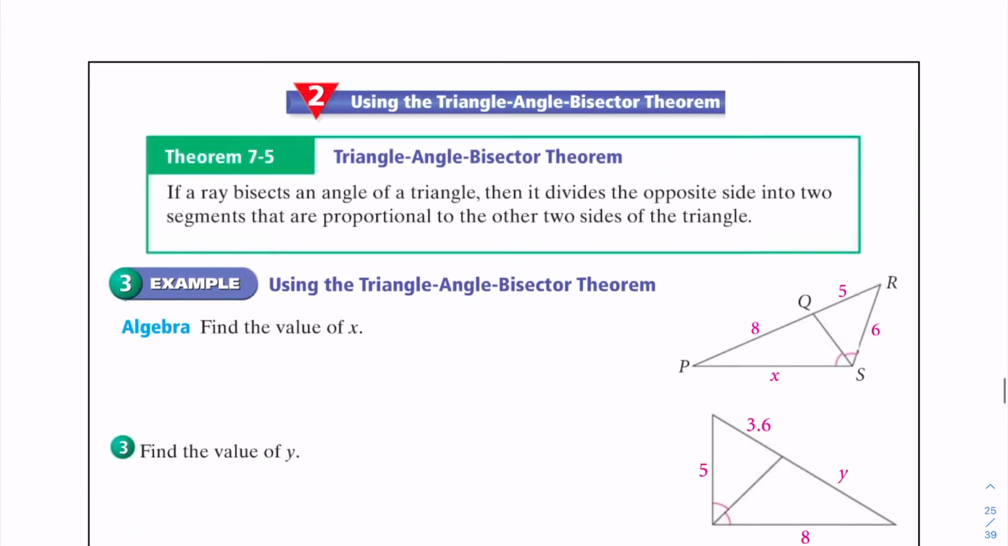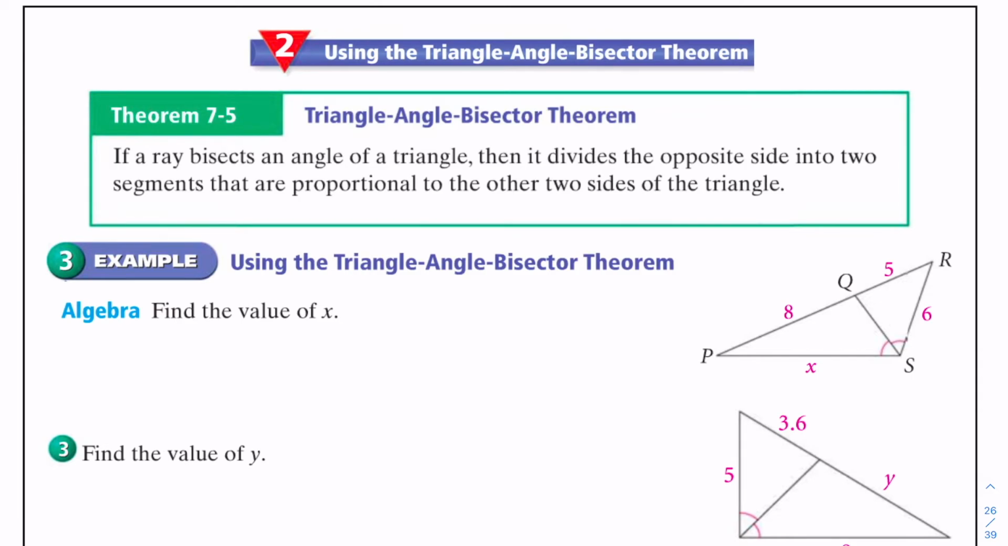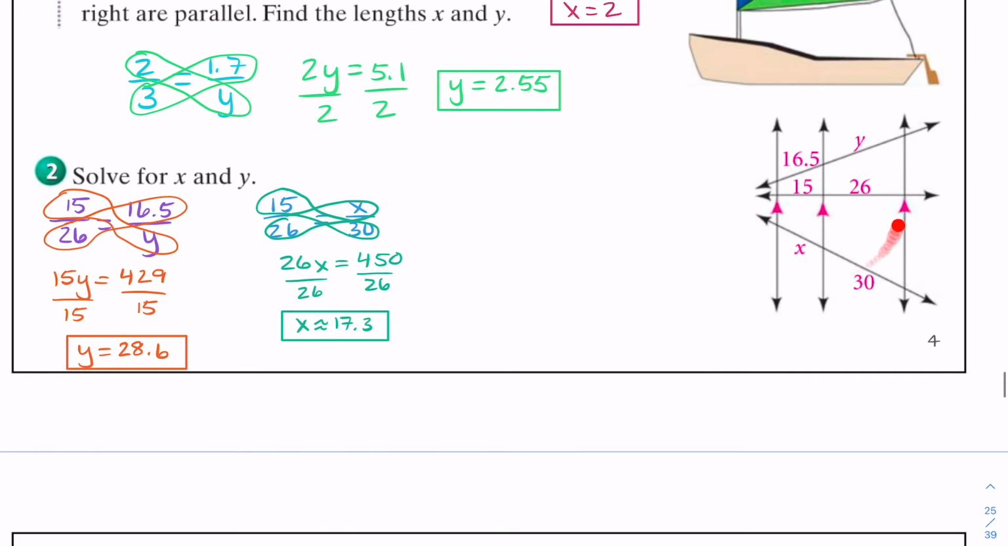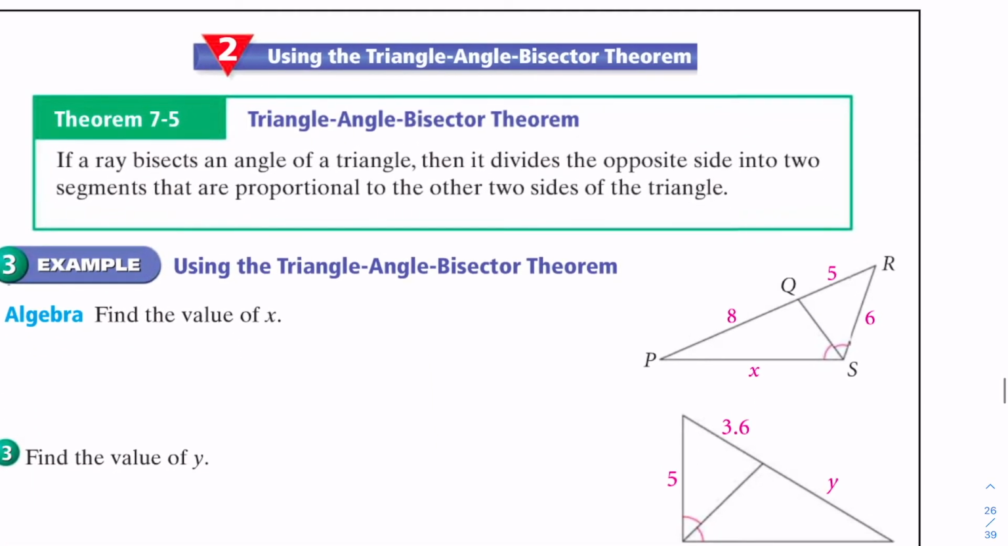And now we're going to do the triangle angle bisector theorem. I want to be clear. This triangle on the right and this triangle on the left are not in any way similar. We're not talking about similarity anymore. That had to deal with similarity and proportionality. This has to do with the triangle angle bisector theorem. If a ray bisects an angle of a triangle, or in this case a line segment, then it divides the opposite side into two segments that are proportional to the other two sides of the triangle.